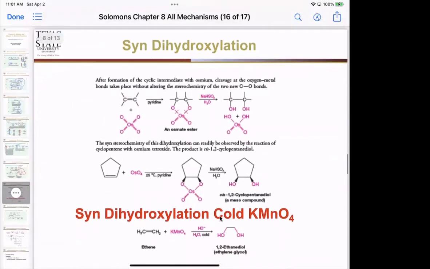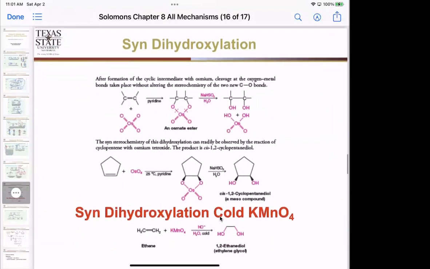And the last one of our reactions is that we have two ways to do syn-dihydroxylation. So we're going to have a 1,2-diol when we do this. The first reaction we have is using osmium tetroxide right here, and then it forms this osmate ester intermediate. Okay, now that is stable there.